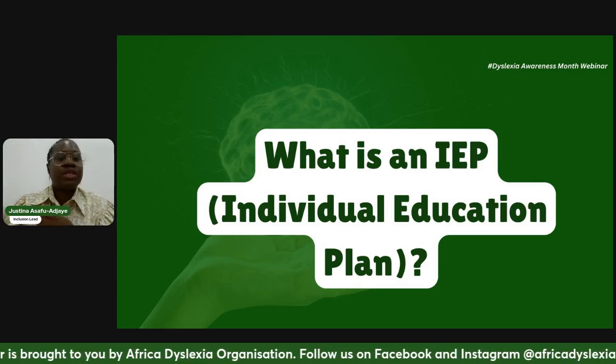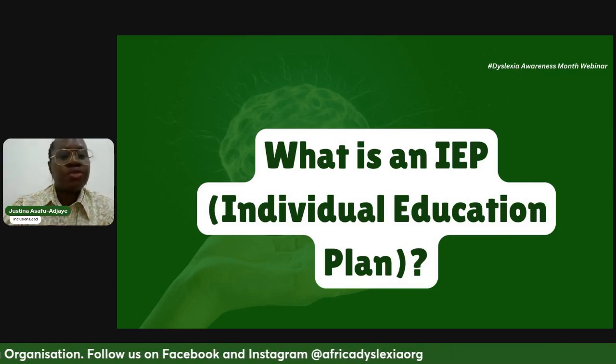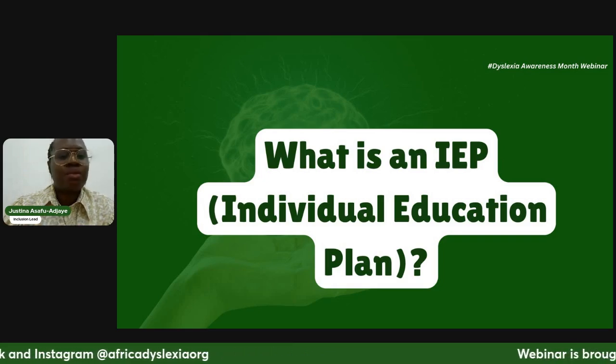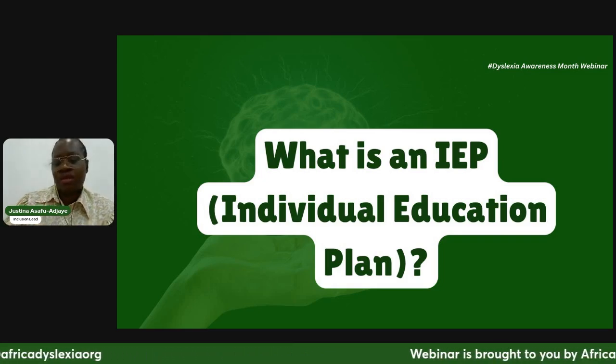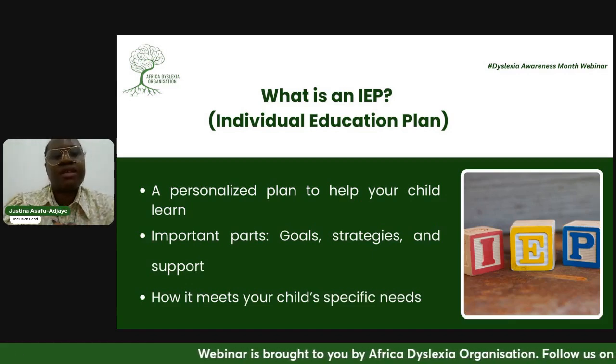Sometimes schools will just present you with a piece of paper and they'll tell you this is your child's IEP, and it will have all this writing on there, and you can read it and think, what on earth is this? What does this mean? What am I supposed to do with this? So let's unpack what an individual education plan is.